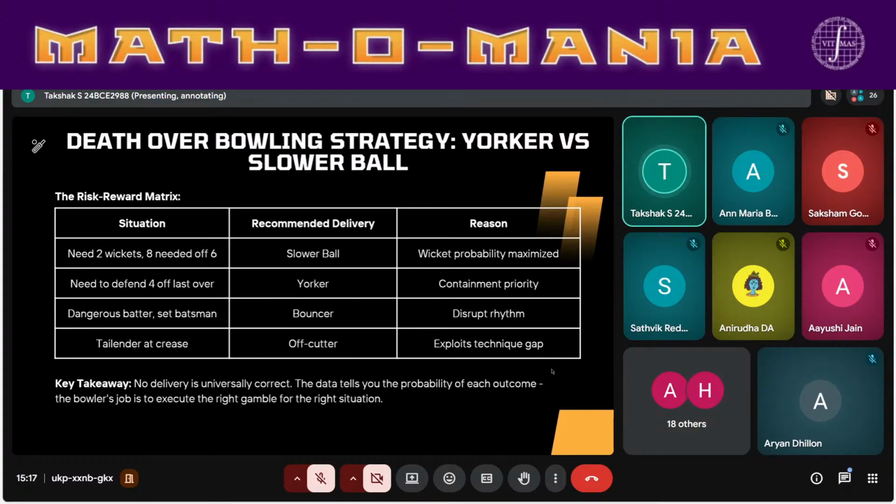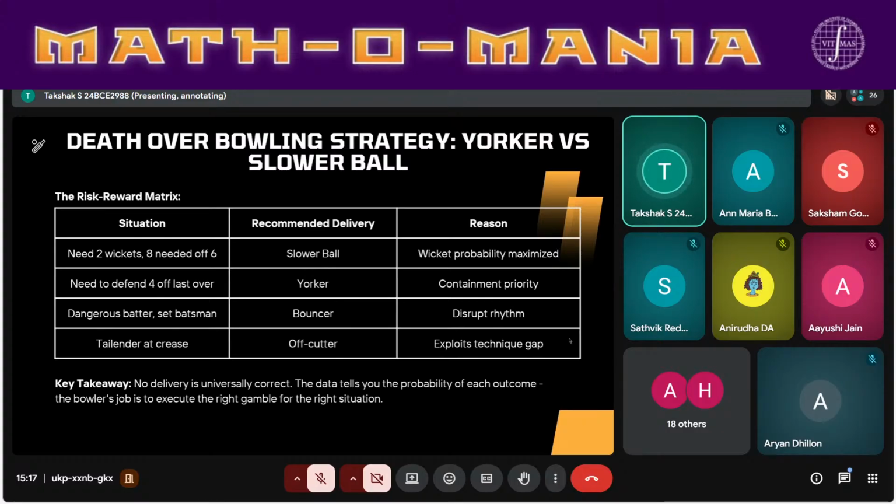And the second situation here is you need to defend 4 runs in the last over. So no matter what happens, if you concede more than 4 runs, you lose. So what do you bowl?